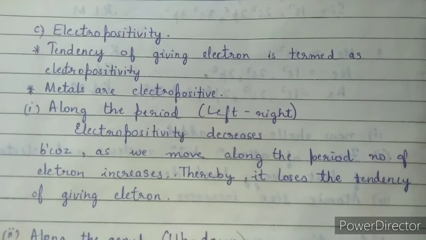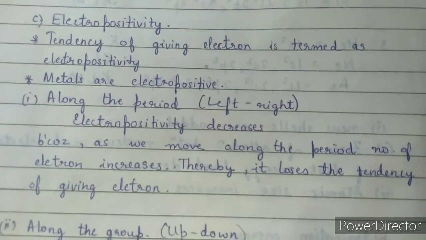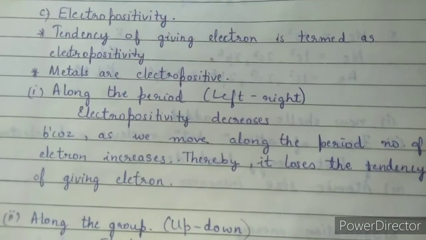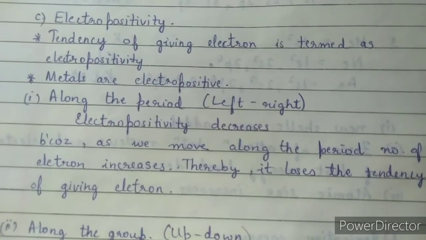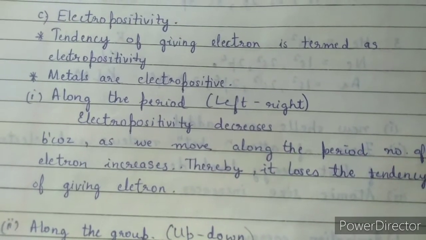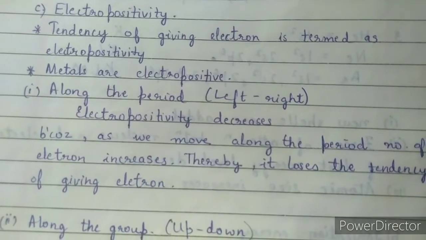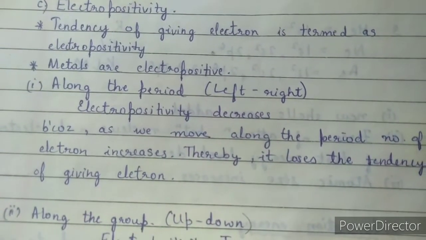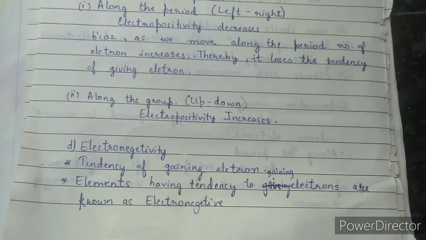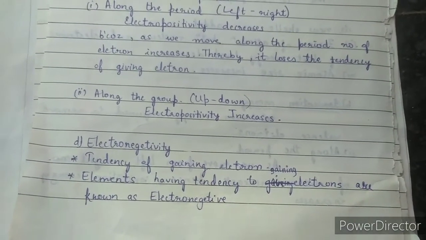As we move along the period, the number of electrons increases. If there is only one electron in the last shell, it will easily give that electron and become stable. But when there are more electrons in the outermost shell, it will try to obtain the octet structure easily by getting one more electron. So the tendency decreases, therefore electropositivity also decreases. Along the group, it is the opposite, so electropositivity increases from up to down.